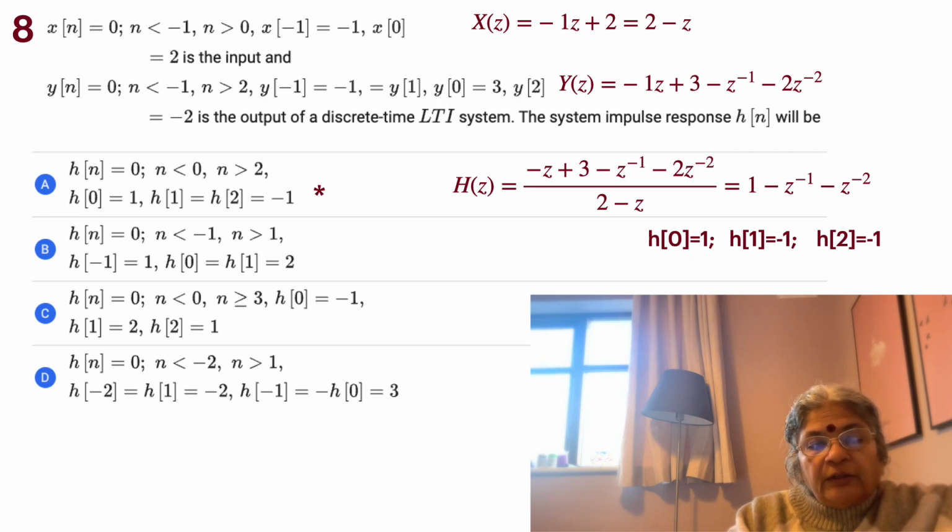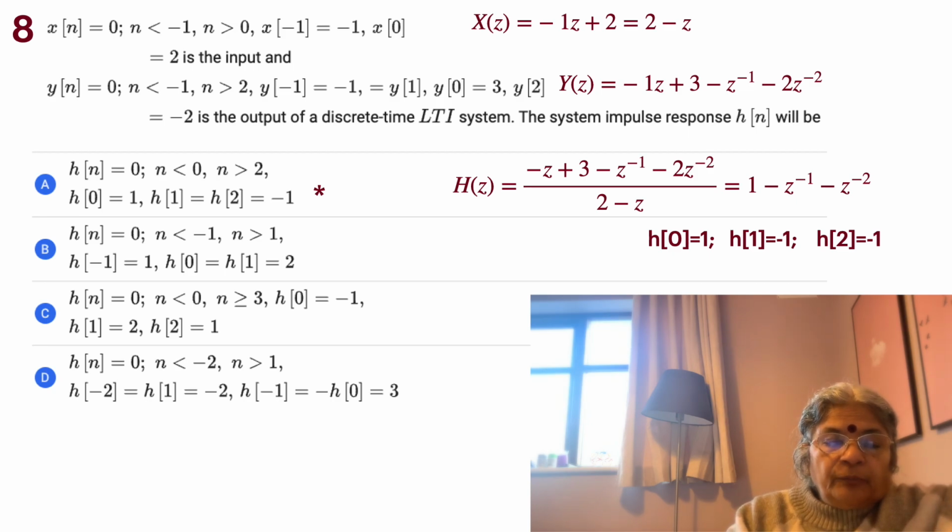And y0 is given as equal to 3, so we have to be careful there. Y0 is equal to 3, which means that 3 is without any z. Okay, and then y2 is given as equal to minus 2. What is y2? It's a delayed version, so z raised to minus 2, into minus 2, which happens to be the amplitude. So Yz, if you put them all together, is equal to minus z plus 3 minus z raised to minus 1 minus 2 z raised to minus 2.